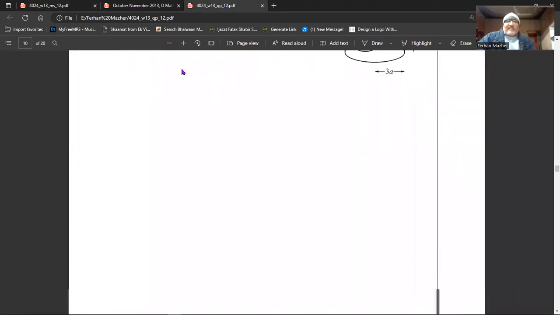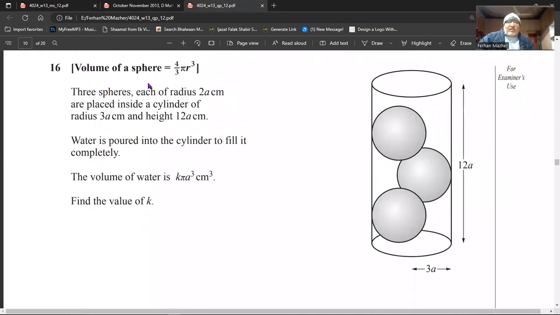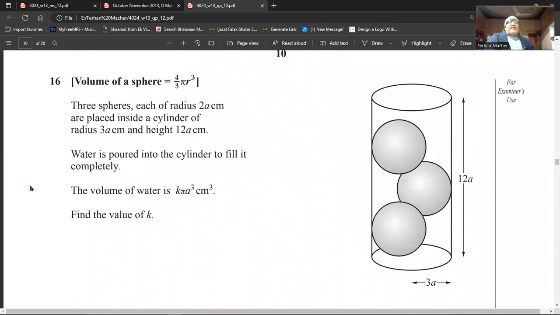Okay, so we are going to the next question, and this next question is of 3 marks. We have to find out the value of the k. Question number 16, he says the volume of the sphere is 4 by 3 pi r cube. The formula of the volume of the sphere is given. 3 spheres, each of radius 2a centimeter, are placed inside a cylinder of radius 3a centimeter and height 12a centimeter. Water is poured into the cylinder to fill it completely. The volume of the water is k pi a cube centimeter cube. Find the value of the k.